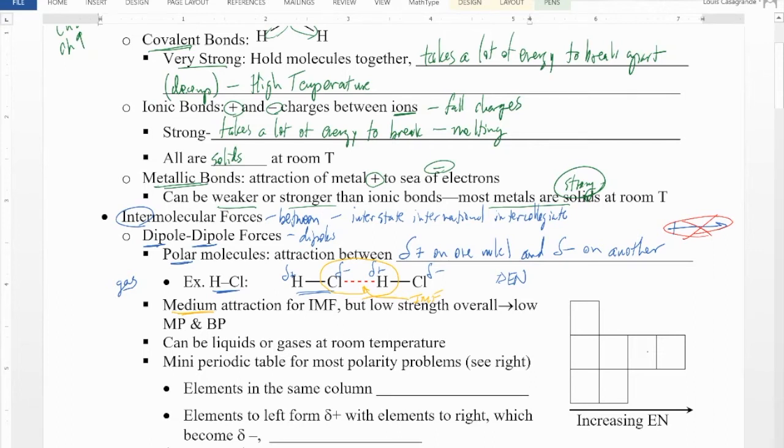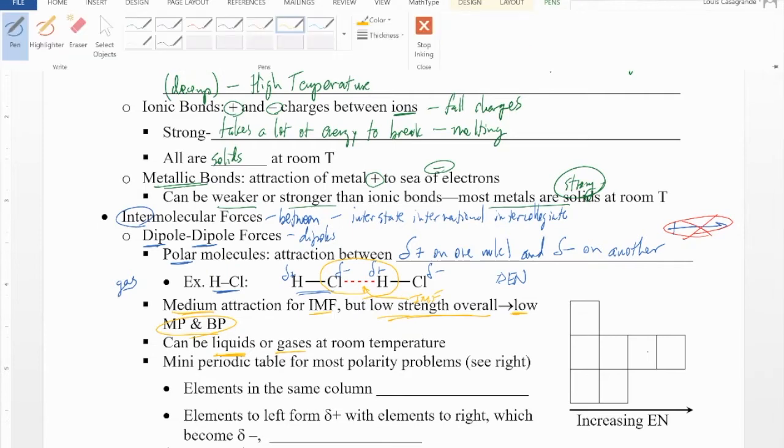I use them first, though, because they're the basis for all other intermolecular forces. They're medium strength attraction for IMFs, but they're very low overall. And because they're low strength overall, that means that we have low melting points and low boiling points. And these are going to be molecules that are liquids or can be liquids or gases at room temperature.